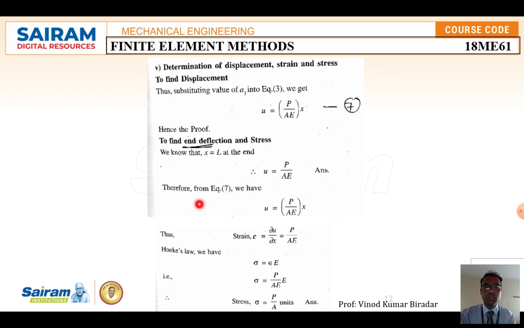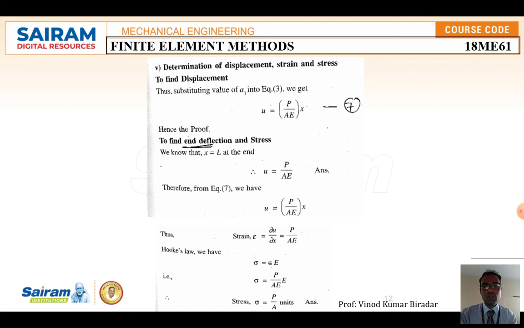Therefore, we have U is equal to P by AE times x. Strain is equal to what? Change in deformation, dou U by dou x, which is equal to P by AE. According to Hooke's law, stress is equal to strain times Young's modulus. We already have the strain formula, so substitute strain is equal to P by AE here. Finally you are going to get stress is equal to load per unit area. Hence we have proved the given problem, that is the deflection.